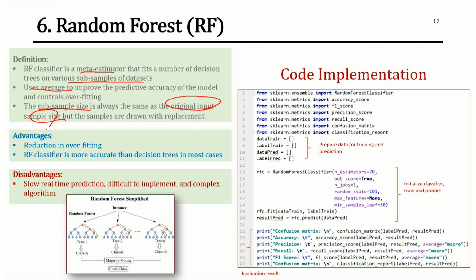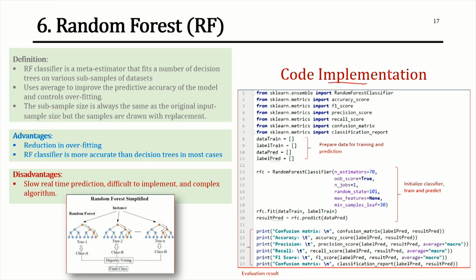And for the advantages of using random forest, there is a reduction in overfitting. There are not many overfitting problems, and the random forest classifier is more accurate than decision tree in most cases. But for the disadvantages, it will be slow for real-time predictions, as well as difficult to implement because it has a complex algorithm.